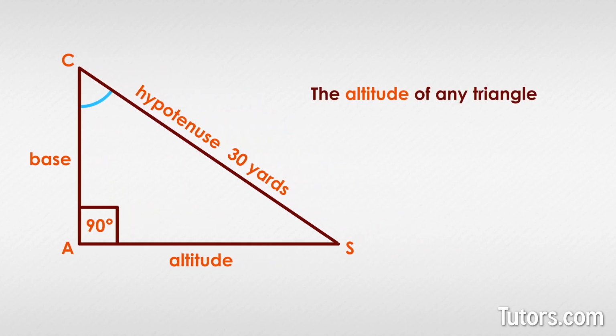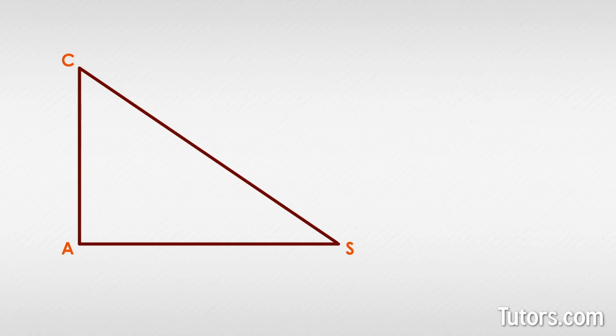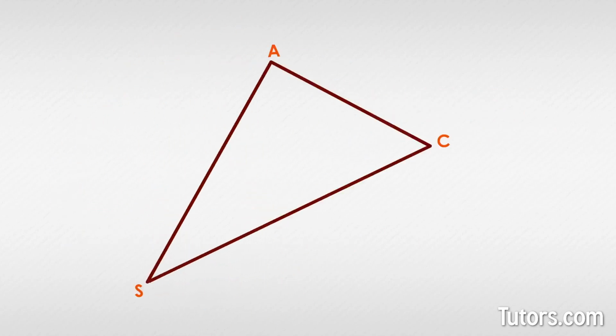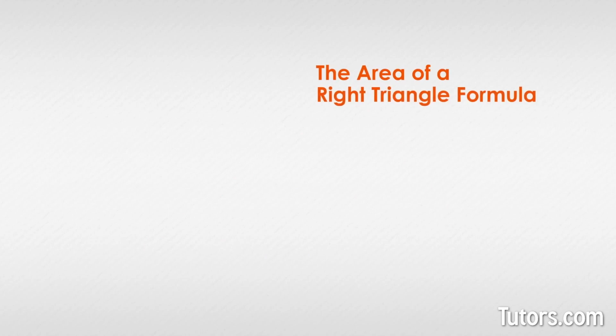The altitude of any triangle is the perpendicular from a base or side to the opposite vertex. For our triangle CAS, we can rotate the figure one more time and place side SC on the horizontal. Then construct an altitude from angle A down to the base. The point where it intersects side SC can be labeled H. Now we have triangle CAS and point H. Now let's talk about the area of a right triangle formula.